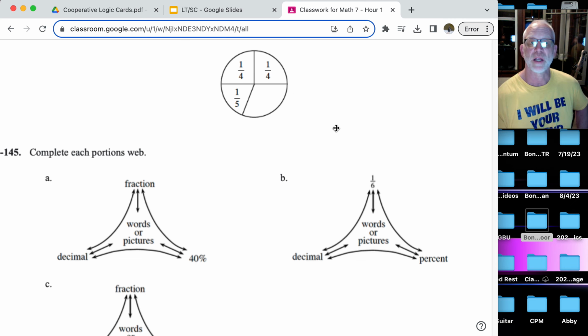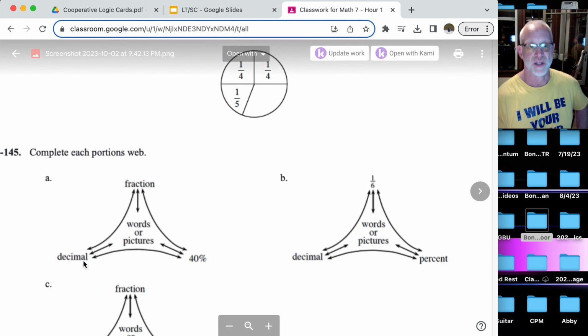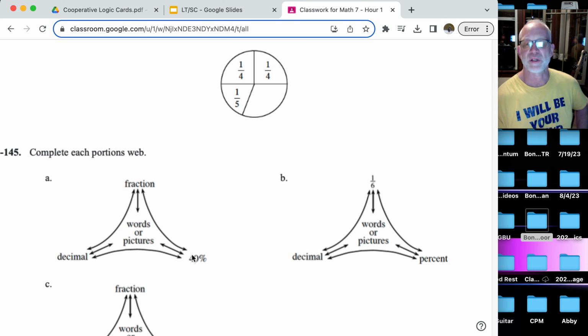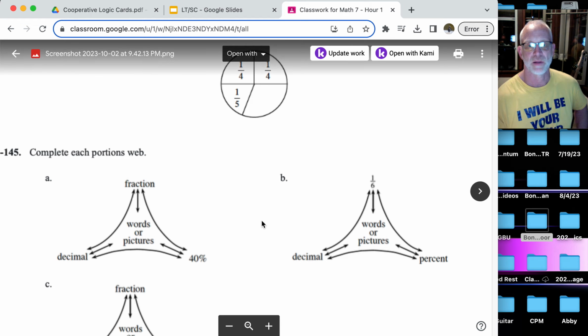Then we want to see, can you change a fraction? Words and pictures, decimals and percents. Can you get those to work together? So if you had 40%, could you draw 40%? Could you figure that out as a fraction? Could you find that decimal?